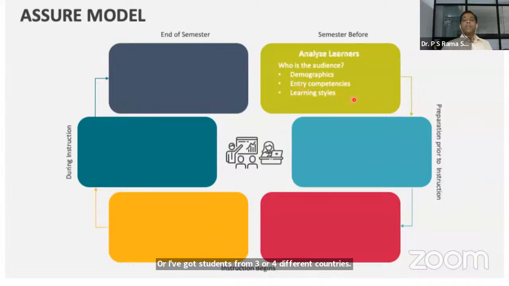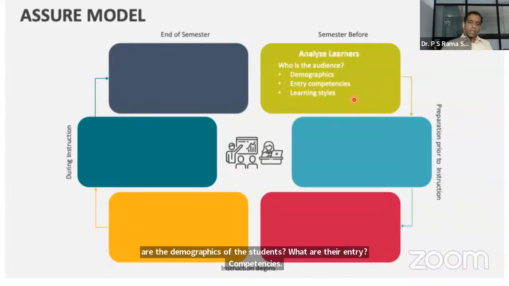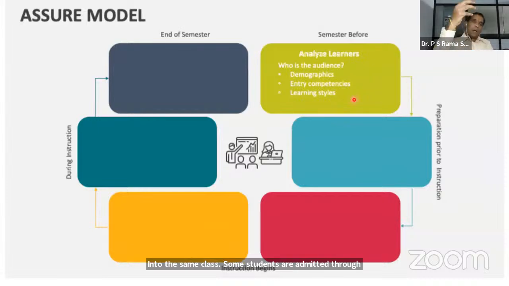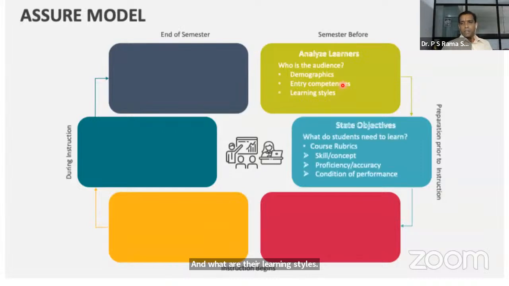What are the demographics of the students? What are their entry competencies? Some students are admitted through, say, state entrance. Into the same class, some students are admitted through the examination with the college seats. Into the same class, there are students who might enter using an IIT JEE rank. So all these people have got different entry competencies. And what are their learning styles? So this has to be analyzed before the semester begins.